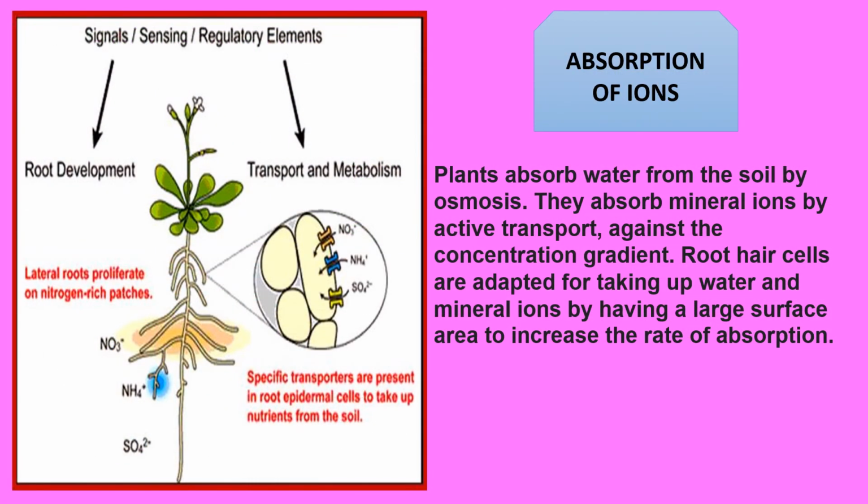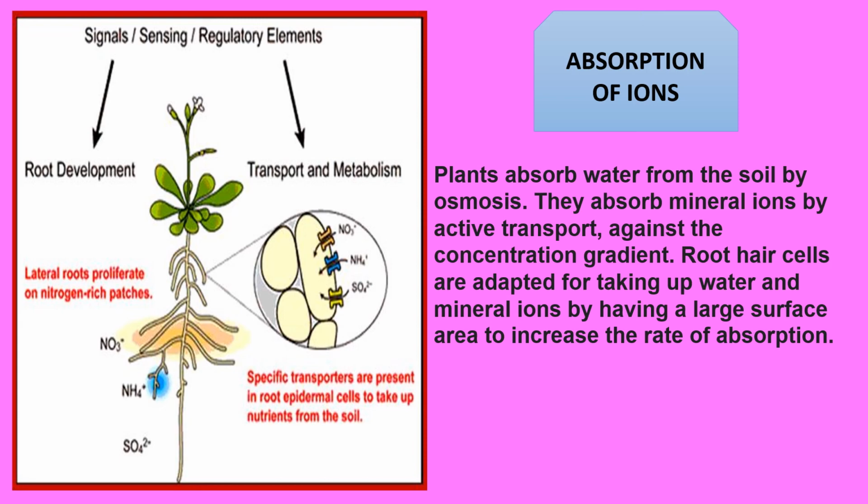The third one is absorption of ions. The process by which the substances are absorbed through the membrane of the cell in ionic form is known as absorption of ions. Plants absorb water from the soil by osmosis. They absorb mineral ions by active transport against the concentration gradient. Root hair cells are adapted for taking up water and mineral ions by having a large surface area to increase the rate of absorption.